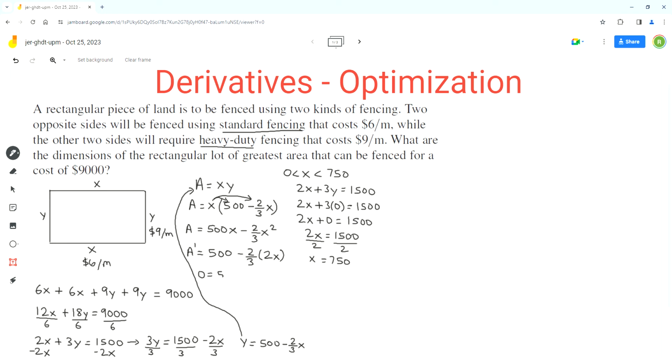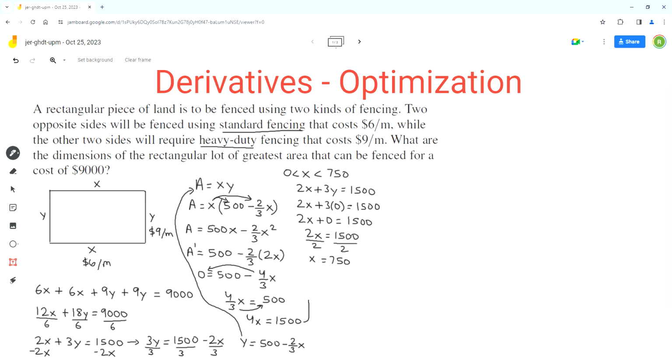Now we can sub in A prime as 0. So 0 equals 500 minus, and 2 over 3 times 2 is 4 over 3, and then x. So now we have to solve for x. So we'll move this 4 over 3 x to the left side of the equation, and that will make it positive. So 4 over 3 x equals 500. And now we have to solve for x by cross multiplying the 3. So we get 4x equals 500 times 3, which is equal to 1500.